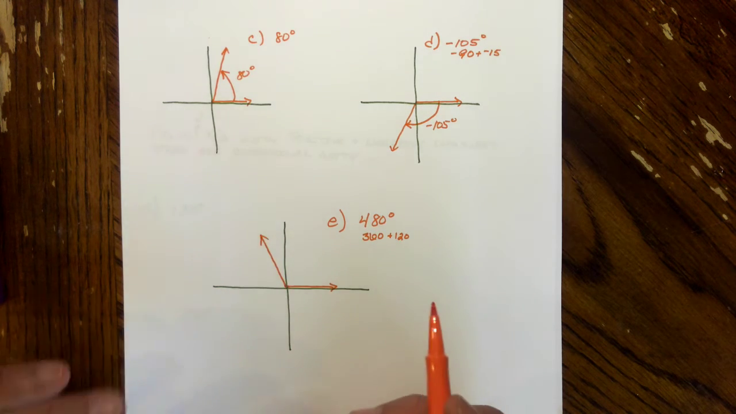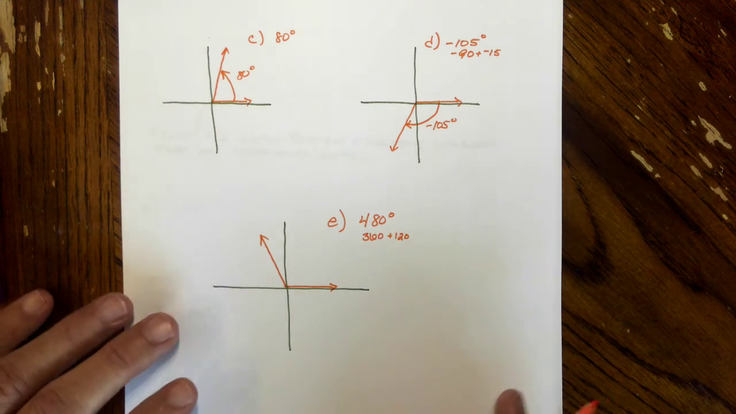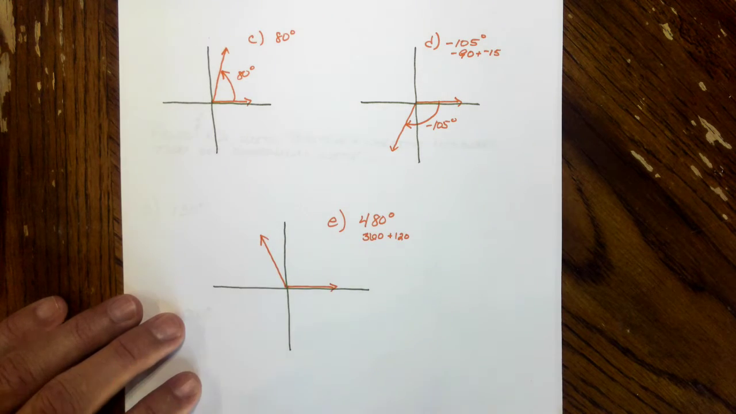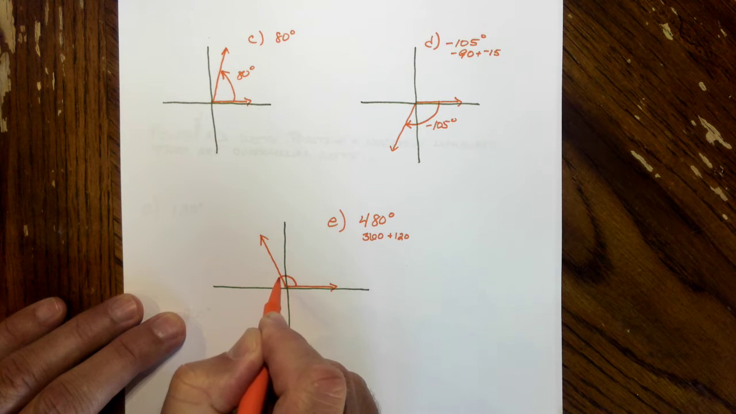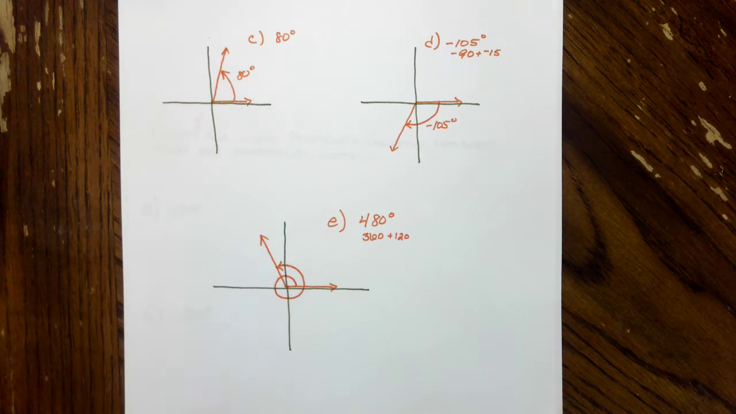I drew that one kind of bad. My terminal side is going to look kind of like this, but somebody's going to say, well, what's the difference between that and a 120 degree angle? It's all about your notation. So what did you do? You went a full circle and then some, and then another 120 degrees. So you start getting that.